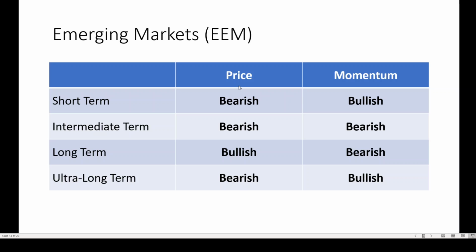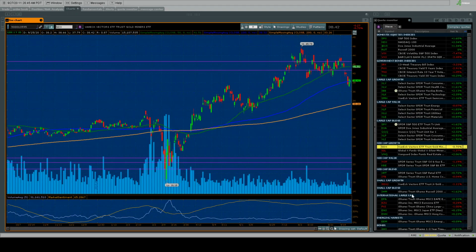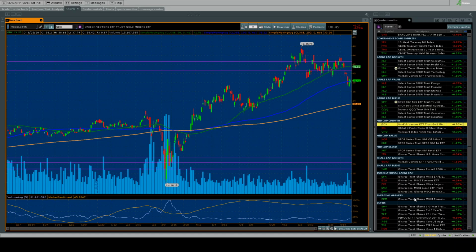How about we take a look at emerging markets? This is kind of a mixed picture here. Short term, price bearish, momentum bullish, intermediate term bearish across the board. Long term, price is bullish, momentum's bearish, ultra long term bearish and bullish. So you kind of see that this thing, it's not sure. Let's take a look at the chart on the EEM and see what we can find.